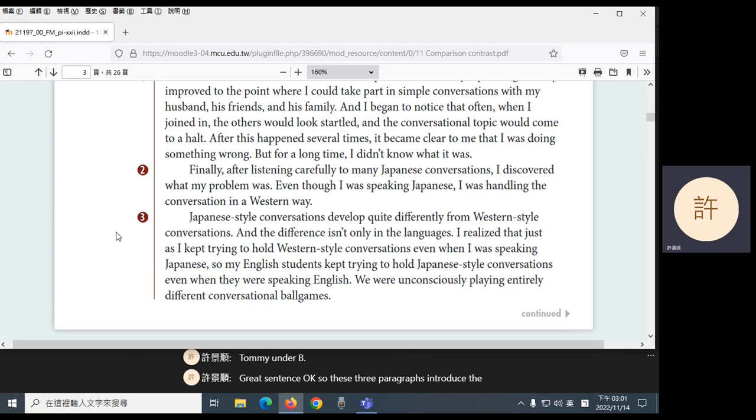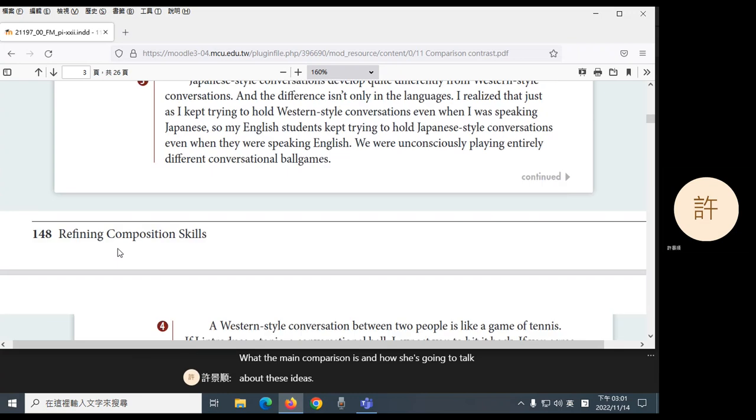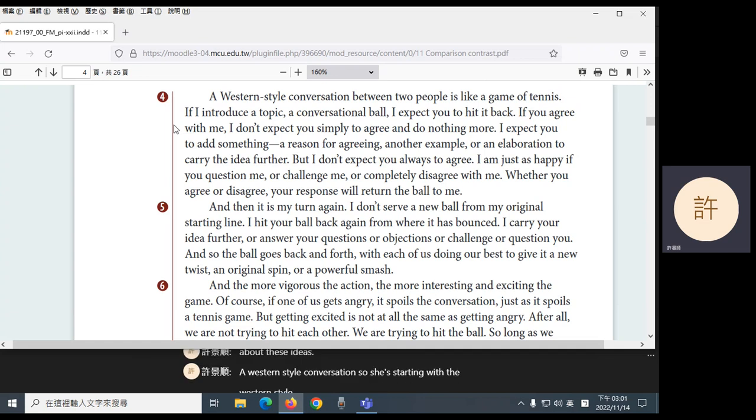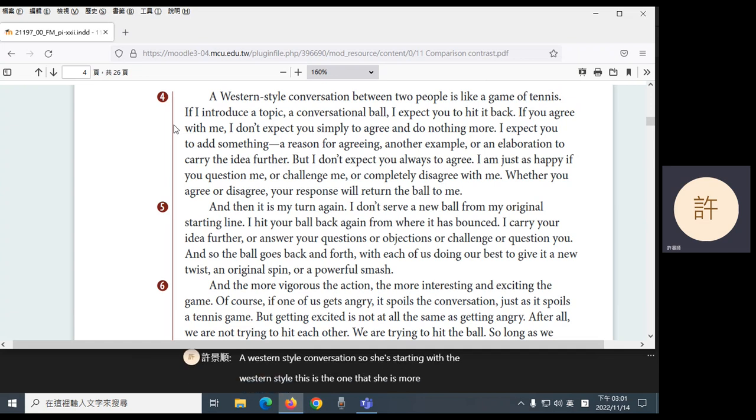What we're going, why she wrote the essay, what the main comparison is, and how she's going to talk about these ideas. A Western style conversation. So she's starting with the Western style. This is the one that she is more familiar with. In order to learn about something that is new for the author, it is Japanese style conversation. She is starting from something that is more familiar.